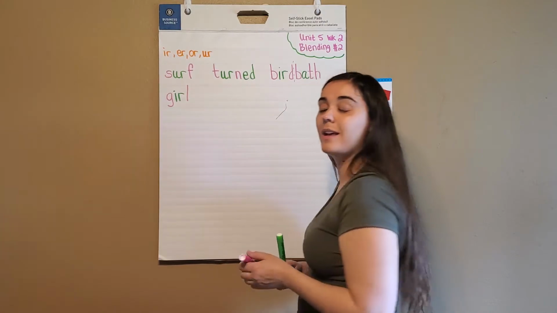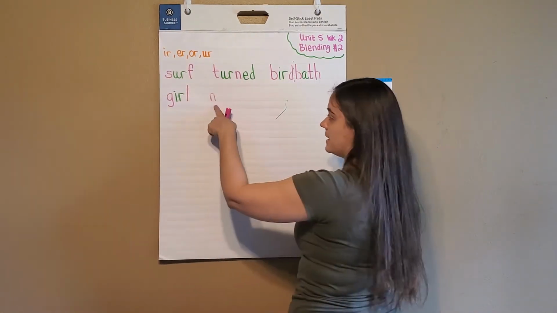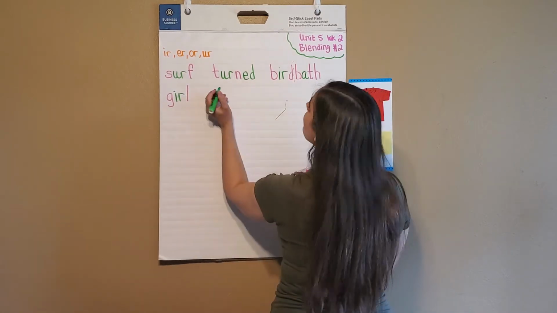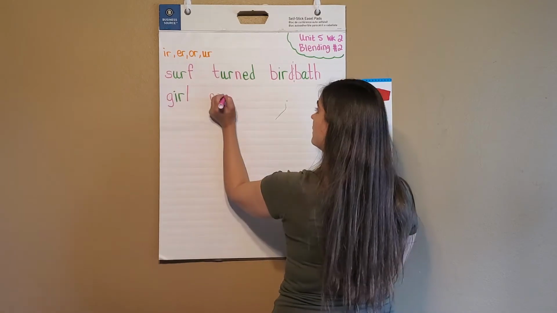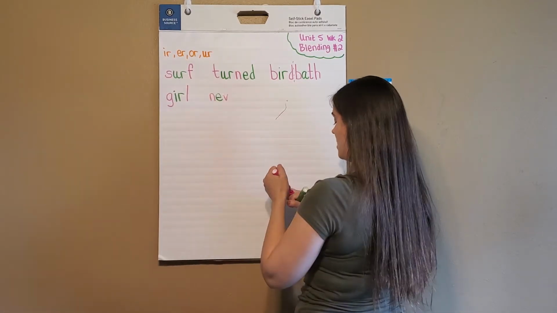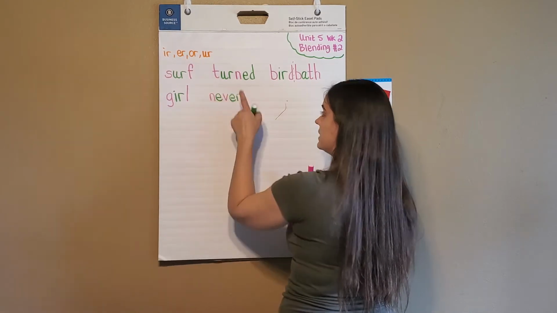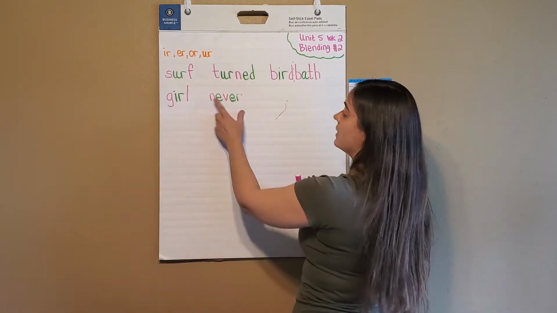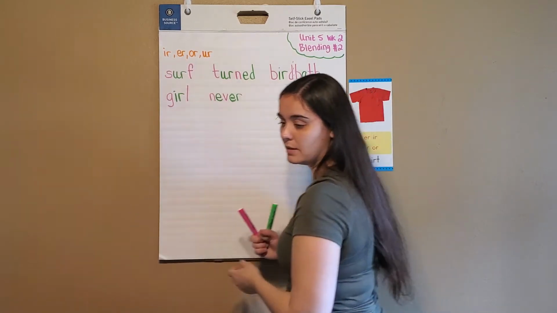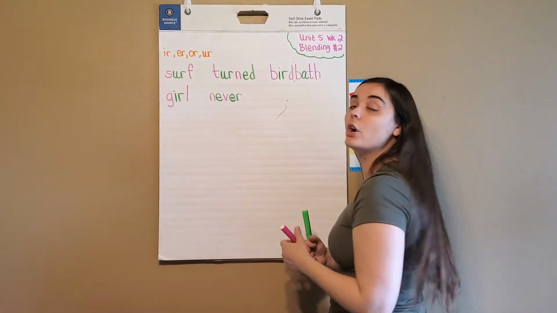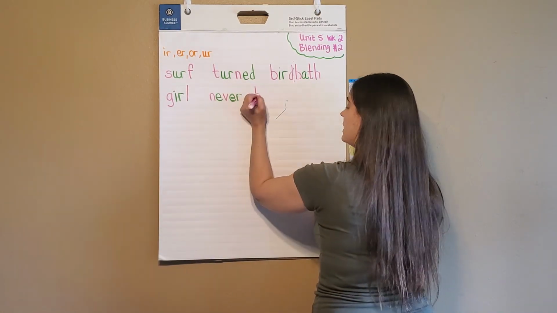All right, next word, never. N says na, the short E, V says va. And then ER will say the sound. Let's blend. Never.